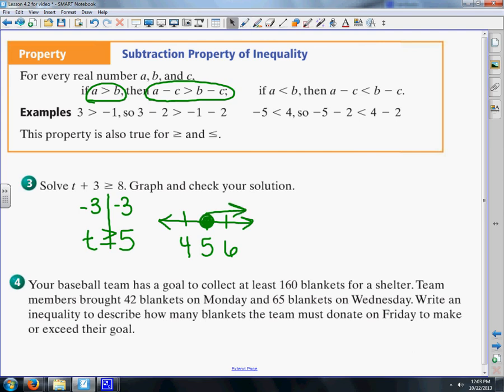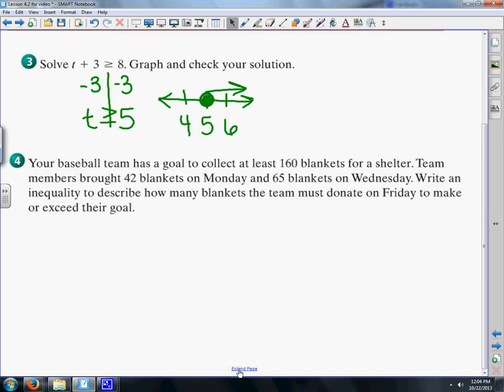So here's a story problem. Your baseball team has a goal to collect at least 160 blankets for a shelter. Team members brought 42 blankets on Monday and 65 blankets on Wednesday. Write an inequality to describe how many blankets the team must donate on Friday to make or exceed their goal. So try this problem and then we'll go over it.